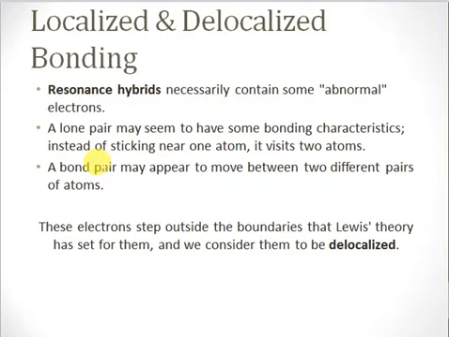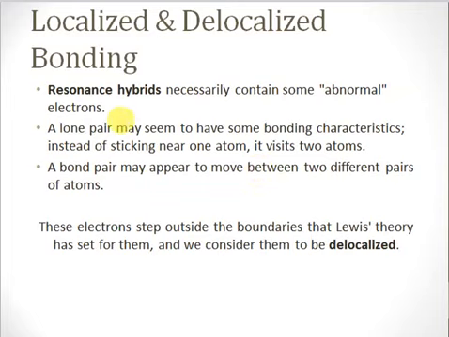The resonance hybrid contains some abnormal electrons because the electrons are not fixed, and the lone pairs have some bonding characteristics as well. So the lone pair on oxygen, if the resonance hybrid is appearing, is also showing some bonding properties. It's not only fixed on the oxygen atom, but it's also visiting some other atoms as well. And the bond pair is moving between different pairs of atoms as well, right?